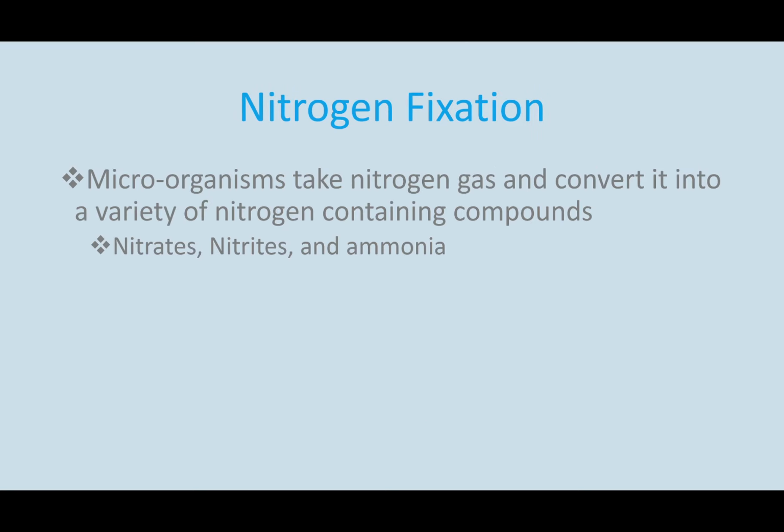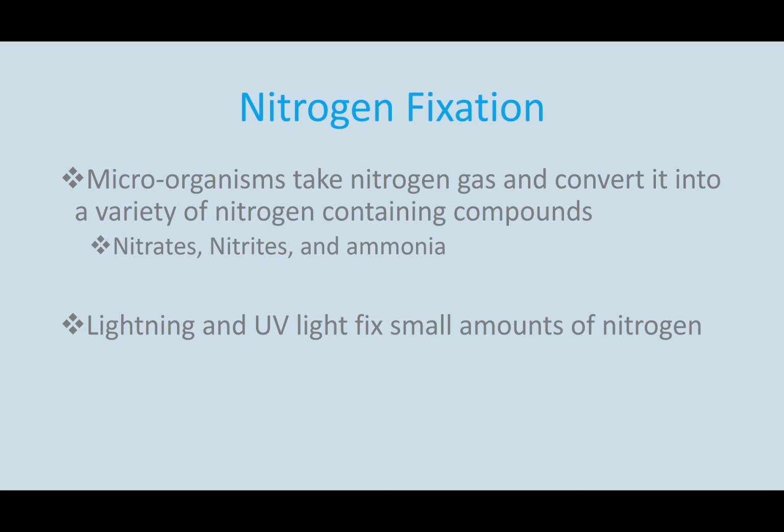So basically, we're just going to look at the ways that this can happen, not how it happens. But basically, there are microorganisms or bacteria that can take nitrogen gas and convert it into a variety of nitrogen-containing compounds. Right? So we have nitrates, nitrites, and ammonia. So these are some of the compounds that organisms or organic matter can use.